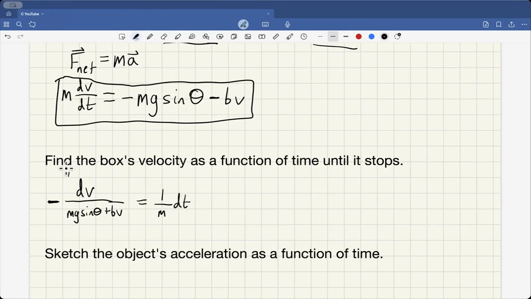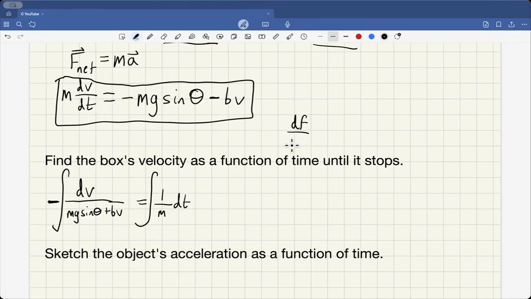And now I actually want to do an integral on both sides in order to solve for velocity as a function of time. Now, why does separation of variables actually work? Well, typically what separation of variables looks like is you have a derivative.